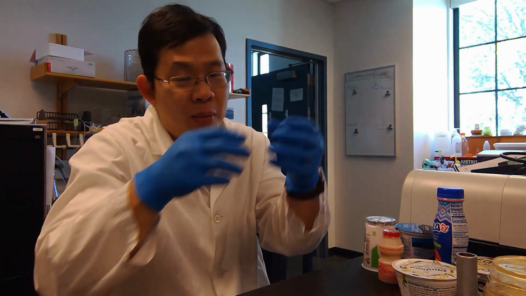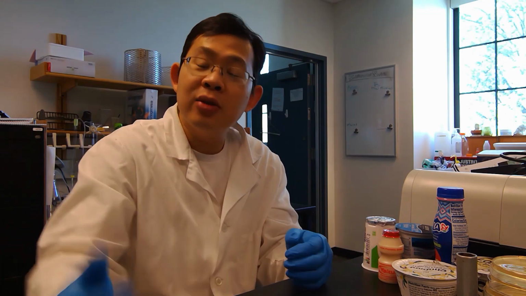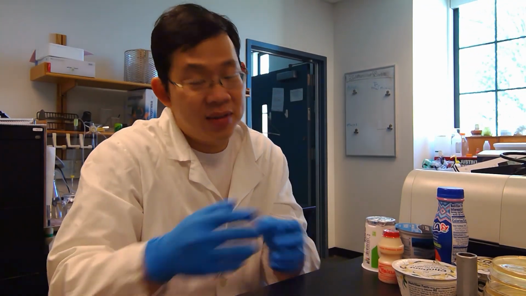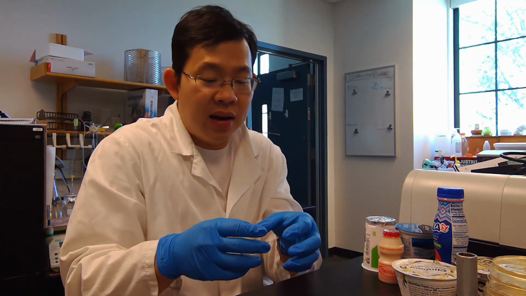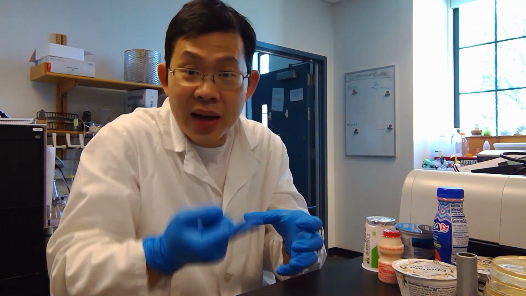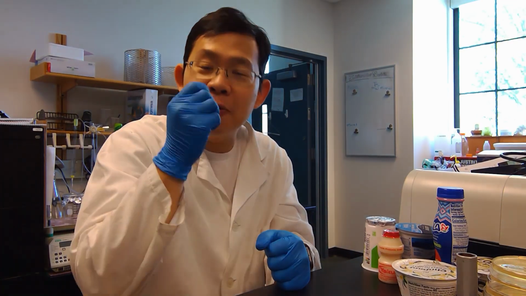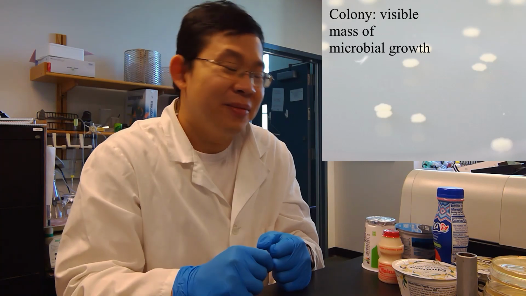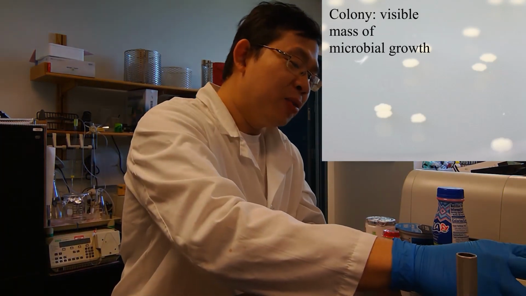They will divide from 1 to become 2, 2 to become 4, 4 to become 8, and so on and so forth until after 16 hours or so of incubation, you see that this initially individual cell forms a visible mass that you can see without a microscope, and that visible mass is what we call a colony. Okay, so how do we do that?